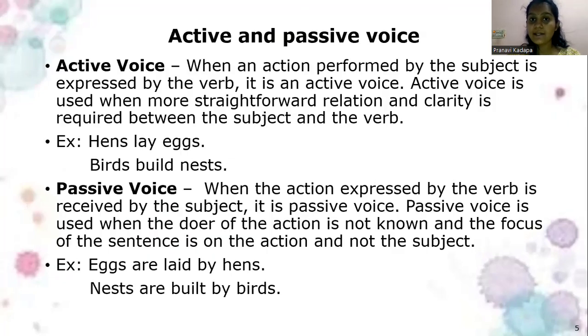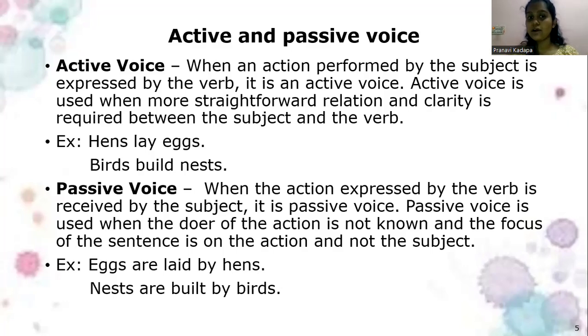So, what is active and passive voice? Active voice: when an action is performed by the subject and expressed by the verb, it is active voice. Active voice is used when a more straightforward relation and clarity are required between the subject and verb. In a simple way, the active voice structure is subject, verb, object.